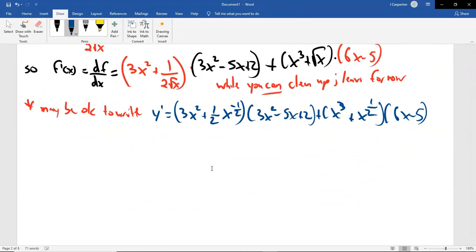We spent a solid amount of time on that. That's half the name of the section. The other half of the name of the section was the quotient rule. So we should probably talk about the quotient rule.